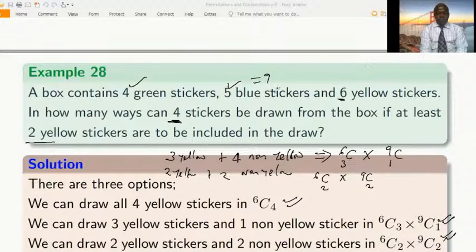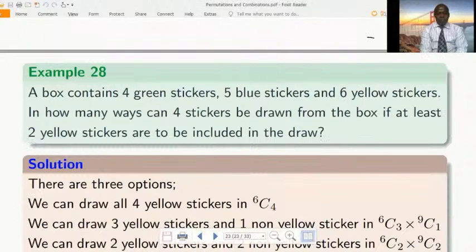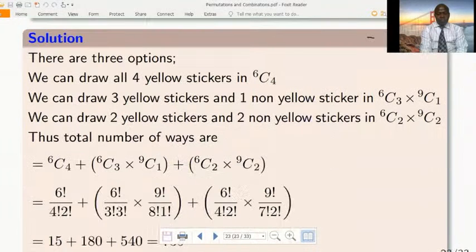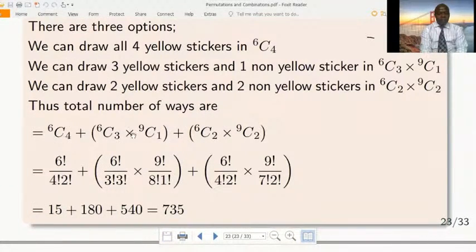And when you do that, the question was, in how many ways can 4 stickers be drawn from the box if at least? That means you would then add all these options. Add this option plus this option plus this option. Add all those options. That's what I did here. You can do this and get 735.